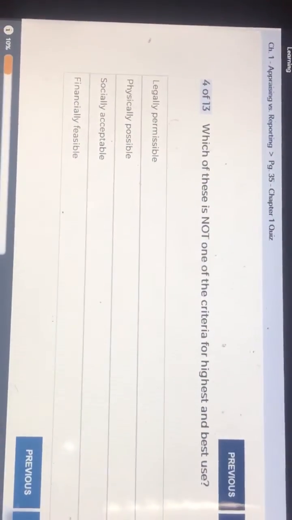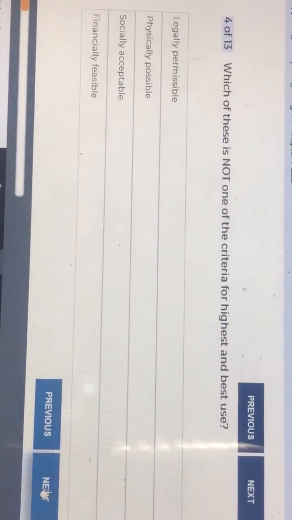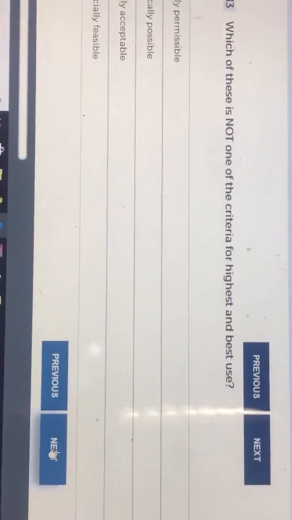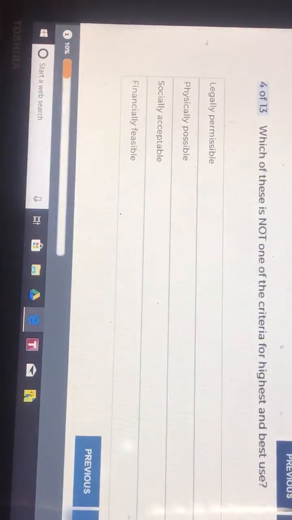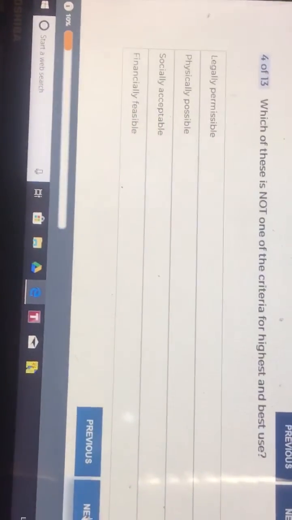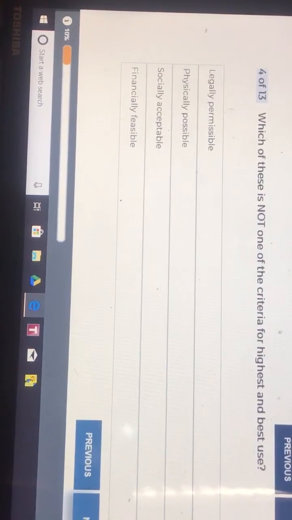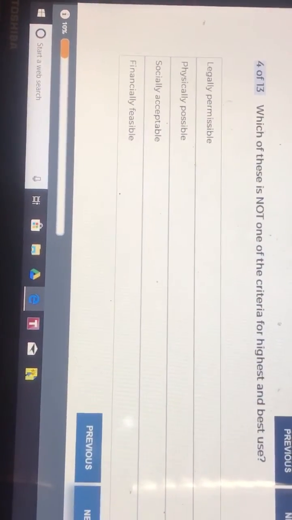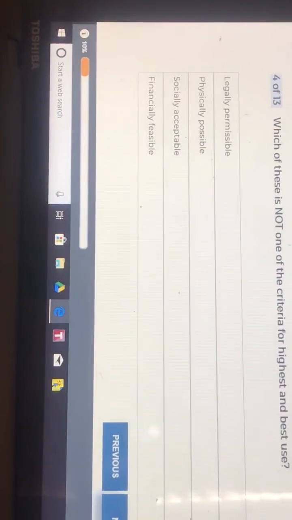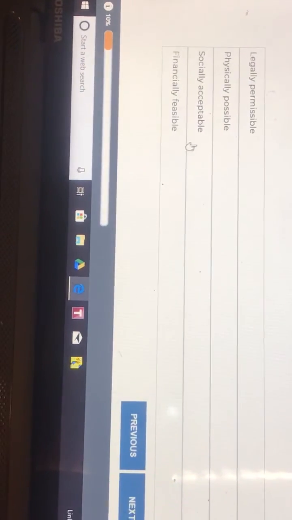Number 4, which of these is not one of the criteria for highest and best use? A, legally permissible. B, physically possible. C, socially acceptable. Or D, financially feasible. I'm going to go with C, socially acceptable.